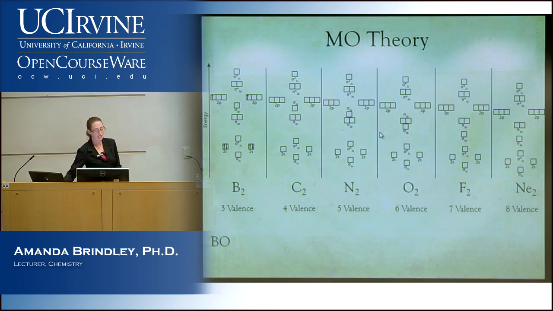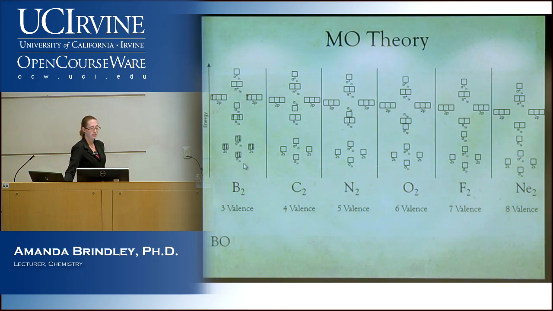Okay, so let's actually make these diagrams now. We've decided that the order is pi is lower than sigma, because I've drawn it out. So how many electrons do we have total to work with? 6. So we just fill them in.